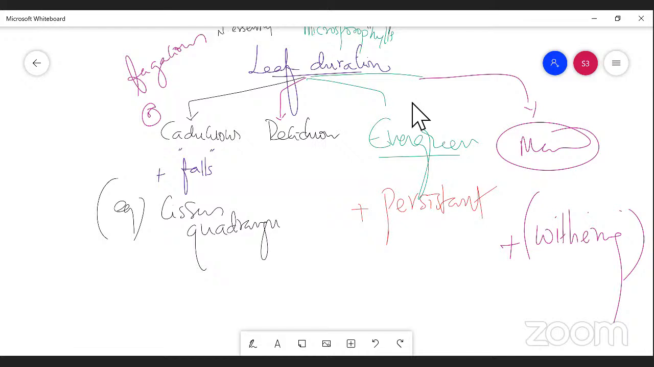Yes, students. Yes, sir. You understand? Yes, sir. Do you understand? Caducous, deciduous, evergreen, persistent, simply withering, fugaceous, you can see, right? Yes, sir.